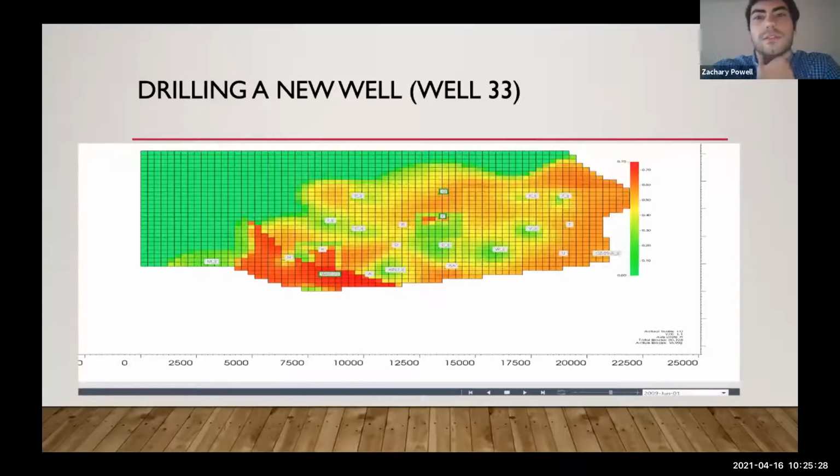This is the same graph, oil saturation, and again, this is in 2009. We decided to drill an infill well at the southwest corner where that fault lies, and we called it well 33. The red is the high oil saturation and the green is low. And we actually have a video of a time lapse of well 33 producing. So you can play that video.